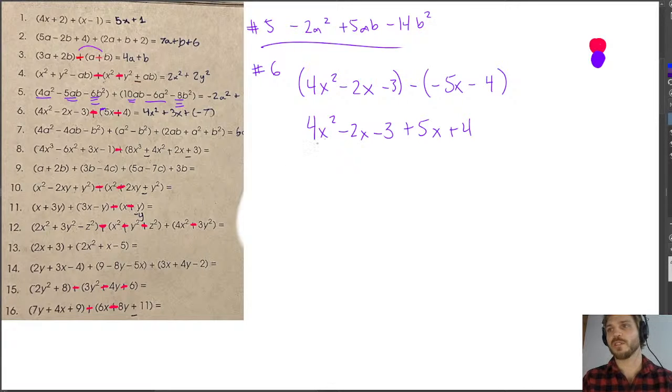Now we're going to collect our like terms. There's no other x squared term. That's it. So it stays just like that. Then we've got a negative 2x and a positive 5x. So negative 2 plus 5 is positive 3.